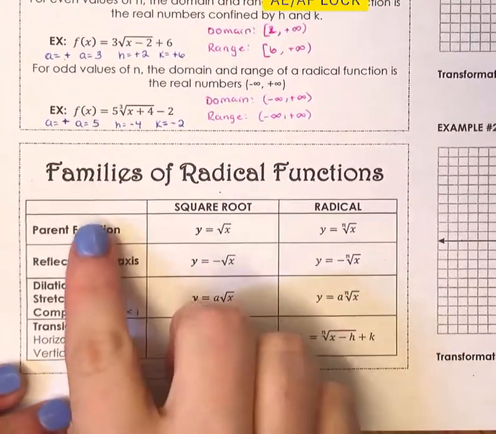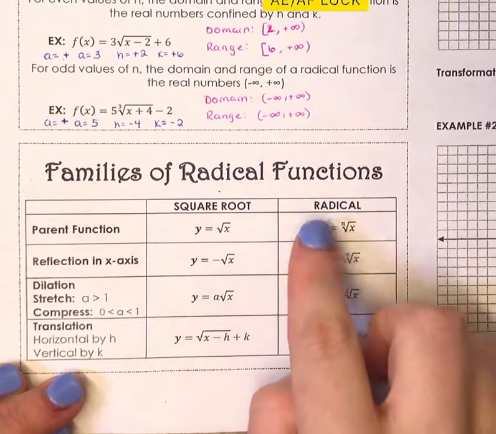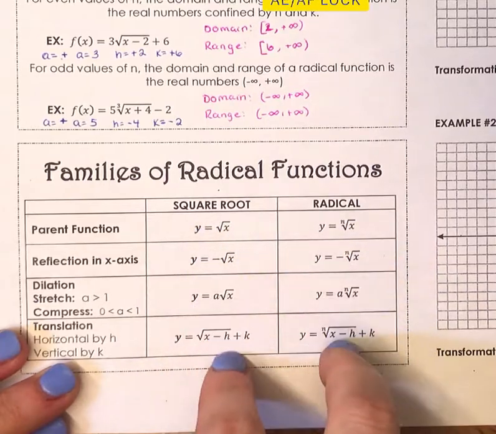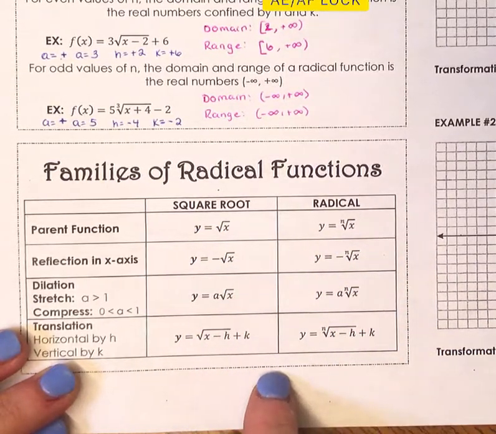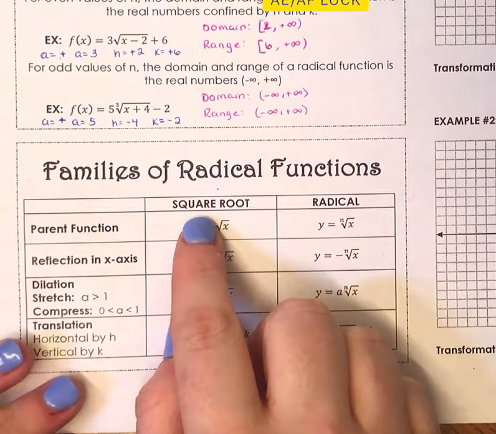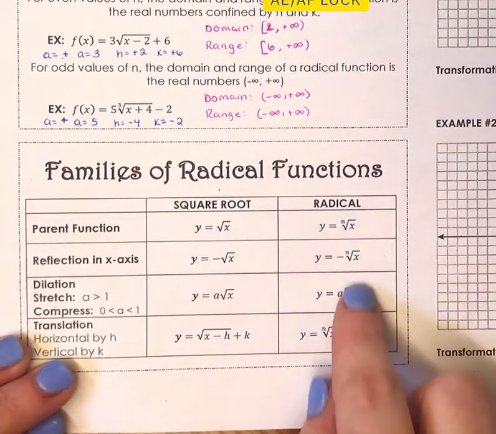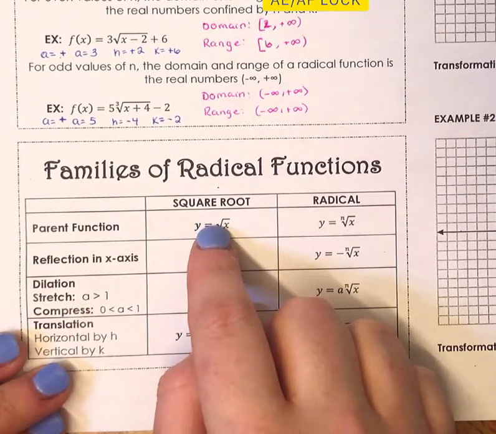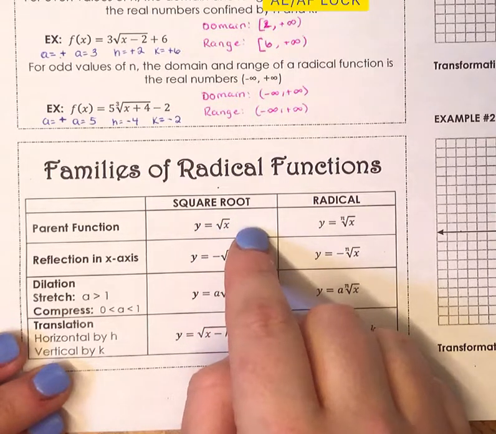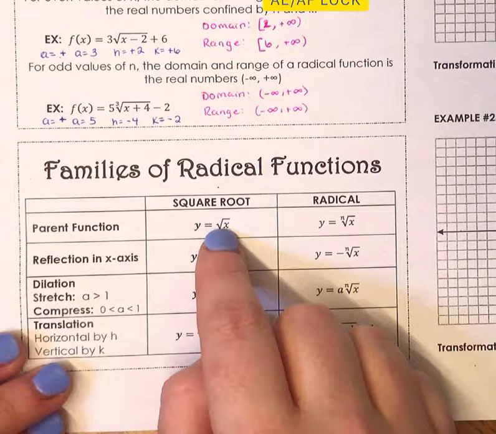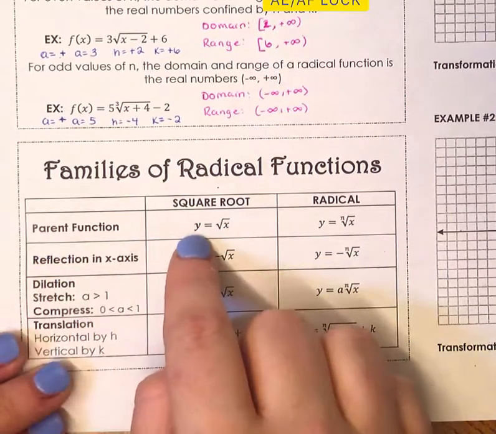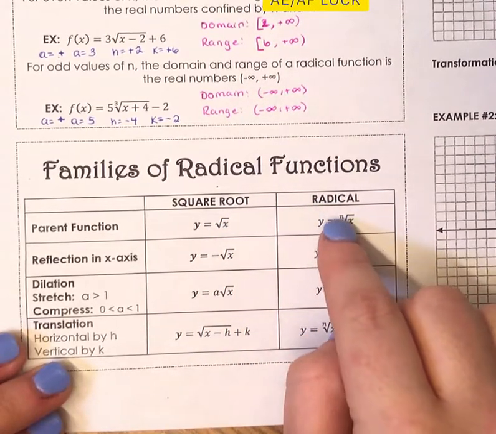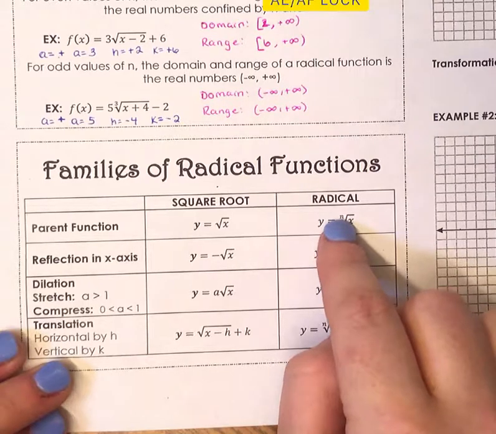Now, just as a quick thing for families of radical functions, we have square roots, but then we have any type of radical. So this is any type of root. We have to follow the same information because it follows the same pattern. We're going to be focusing more on square roots, but you can follow these transformations for any type of radical. So our parent function is when there is no a, or your a value is 1, your h value is 0, and your k value is 0, because we want it to start at 0, 0, and not be dilated. So parent function for a square root is just y equals the square root of x. For any other radical, it's y equals the nth root of x, so whatever that root is.